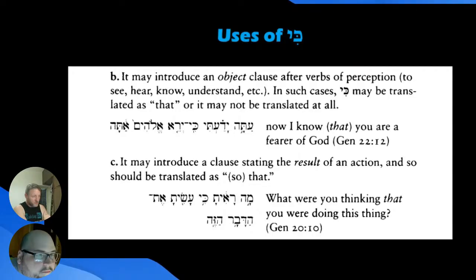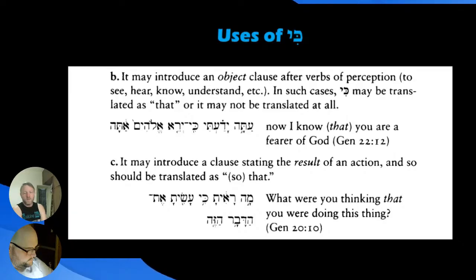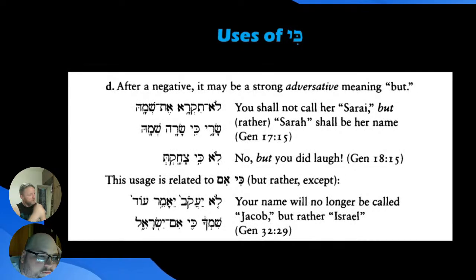It may introduce a clause stating the result of an action, and so should be translated as that or so that. Ma ra'ita ki asita et hadavar hazeh. What were you thinking that you were doing this thing? What did you see, literally? Okay. Letter D.